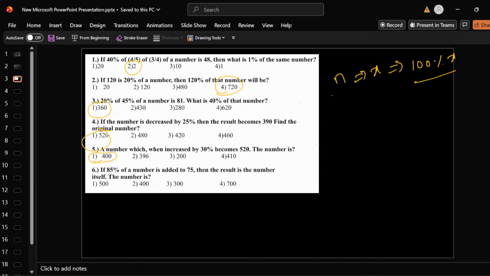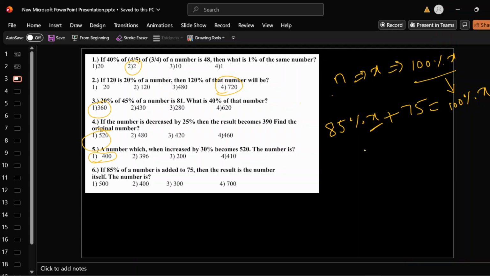And 85% of a number. So in 100%, 85% of a number is 85% of x, which is added to 75. Then the result is the number itself. That means 85% of x plus 75 is equal to the number itself, that means 100% of x. And he is asking us to find the value of x.